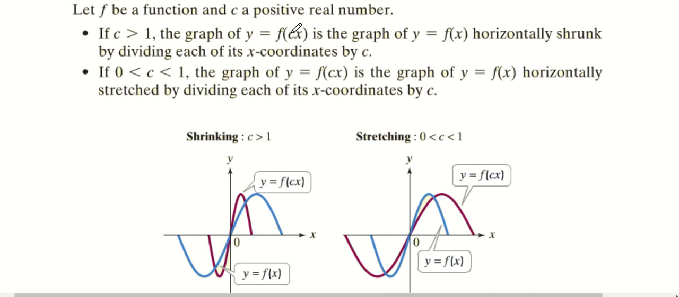If we multiply on the inside of a function, so f of c times x, so the multiplication by this constant c is taking place on the inside. If c happens to be greater than 1, then this actually is going to create a horizontal shrink. Conversely, if we're multiplying on the inside by a value, let's say 0 less than c less than 1, then this is actually going to be a horizontal stretch.